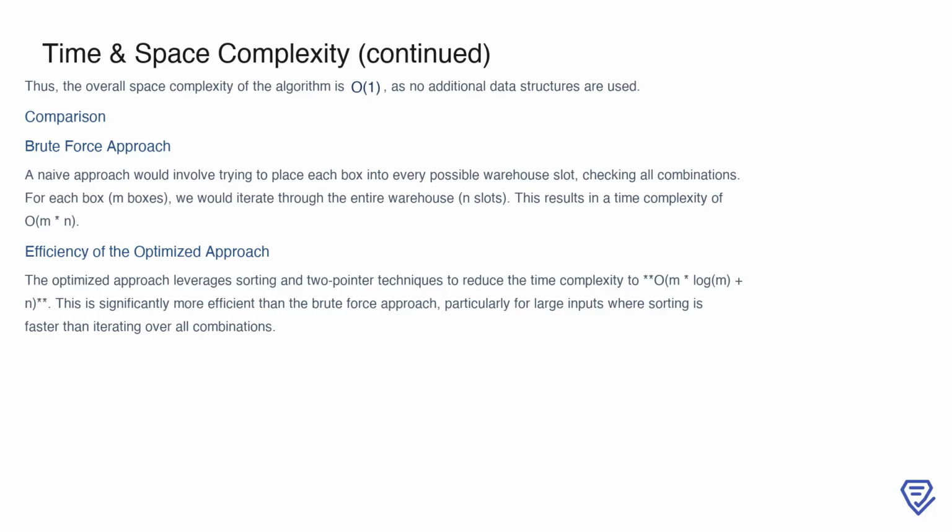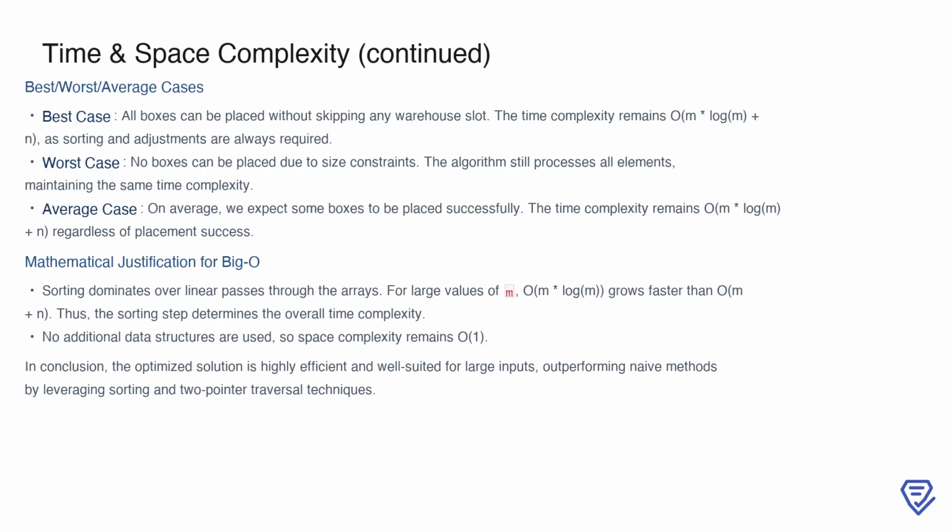By sorting the boxes array and leveraging the constraints of the warehouse array, we reduce the time complexity to O(m log m + n). This is a substantial improvement, particularly for large inputs, where sorting is far more efficient than exhaustively iterating over all combinations. Now, let's consider the best, worst, and average cases for the algorithm.